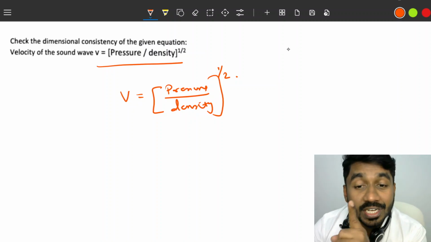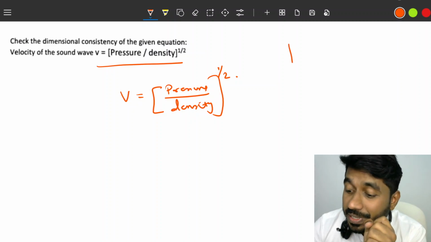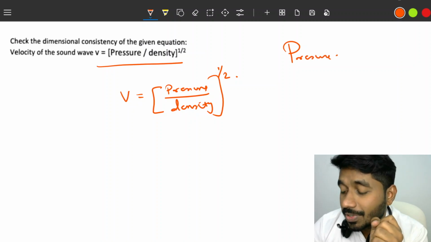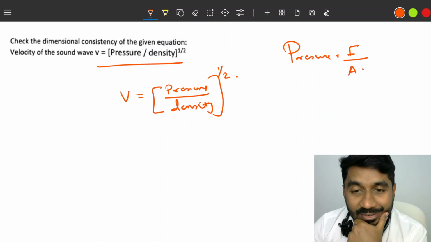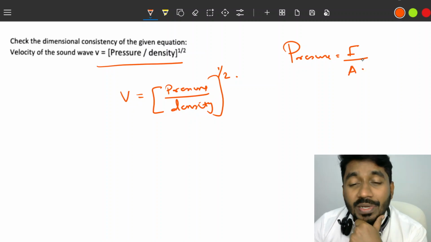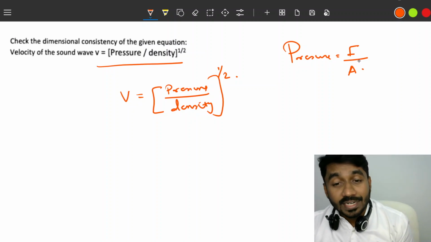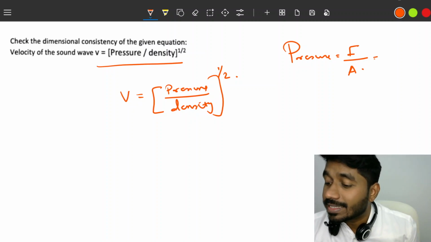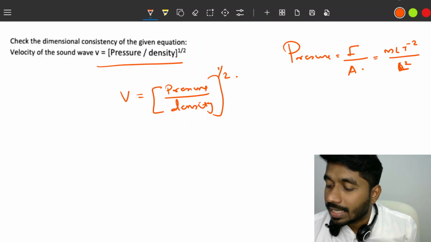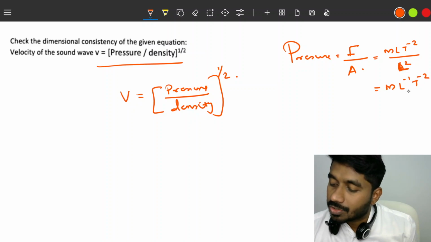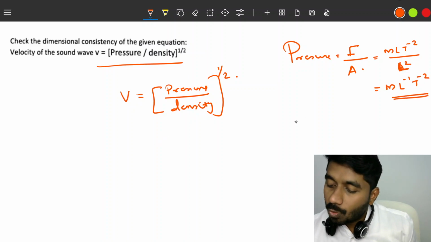So first of all, we need to understand what is the dimension of pressure. So what is pressure actually? It's the same as force by area, right? Pressure, stress, whatever it is, force by area. What is the dimension? It is clear. M L T raised to minus 2 by area, L square. So you will get the answer M L raised to minus 1, T raised to minus 2. And what is density?